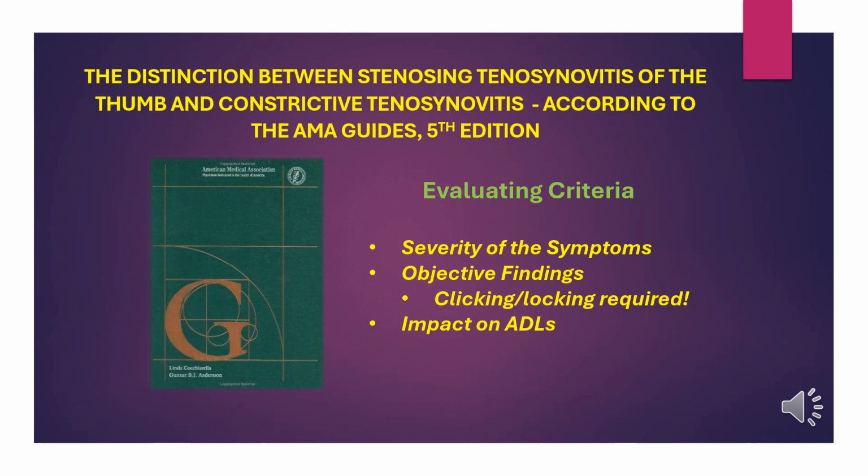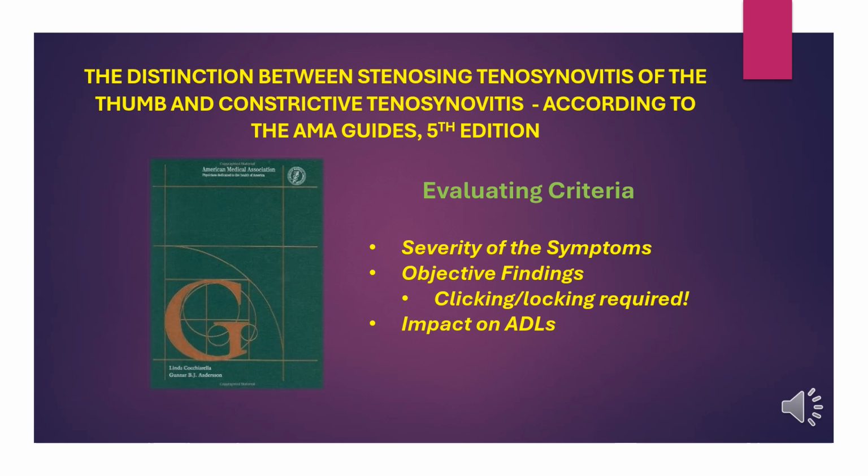As I mentioned, there was a little bit of a discrepancy between the definition of constrictive tenosynovitis or stenosing tenosynovitis and how it is determined in the AMA Guides. So this is where it sets itself apart. Those findings, such as the presence of a catching or locking of the tendon, are an absolute requirement for consideration of permanent impairment. Now, also, as part of the criteria, there are imaging studies.